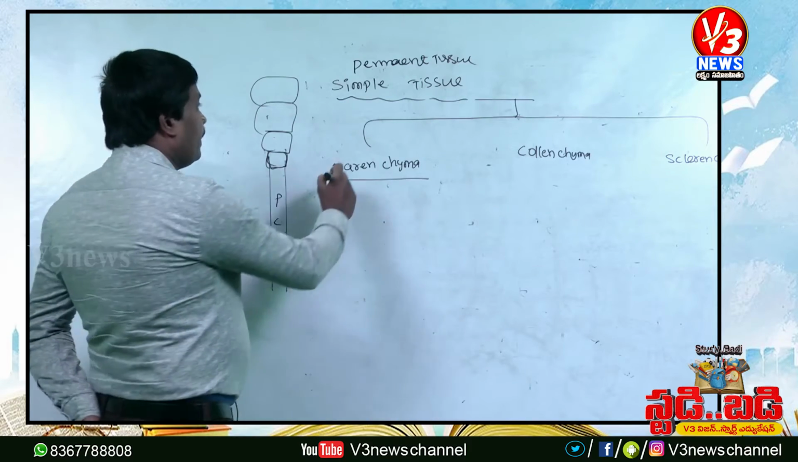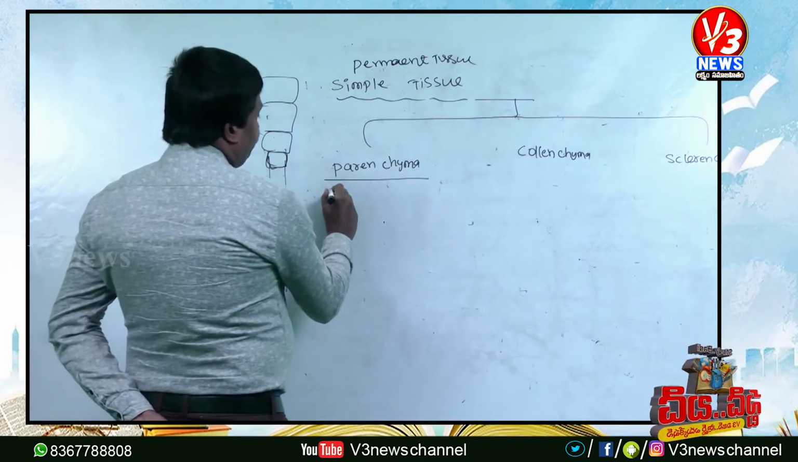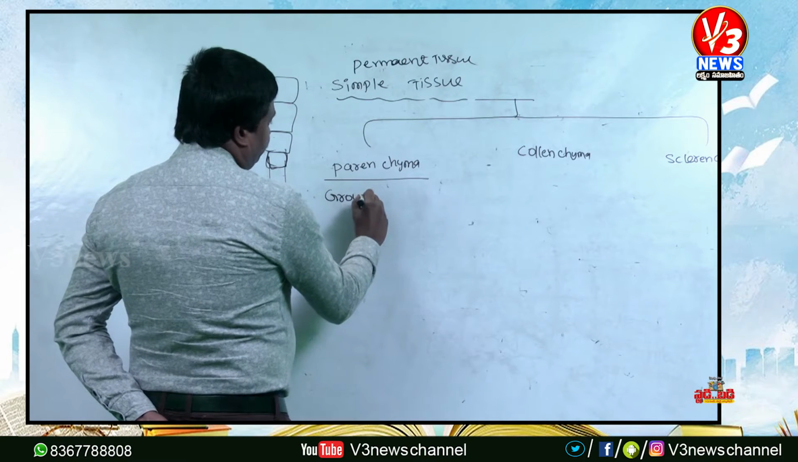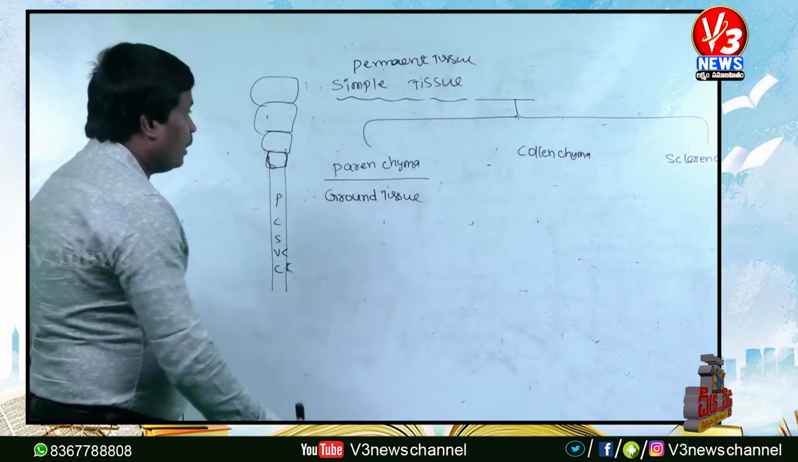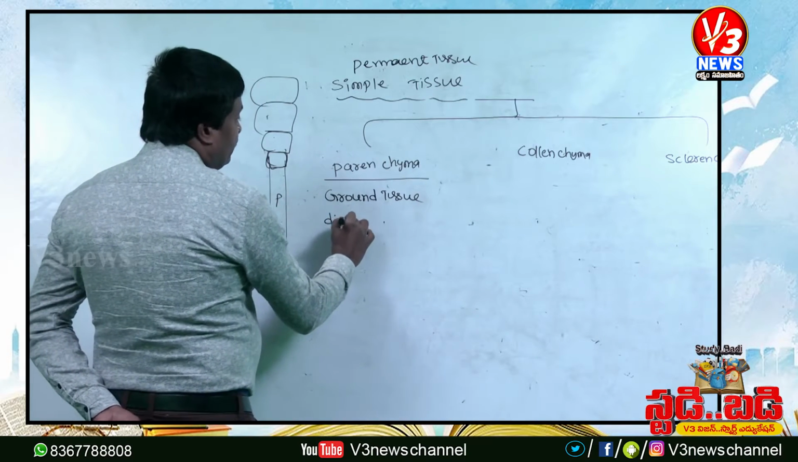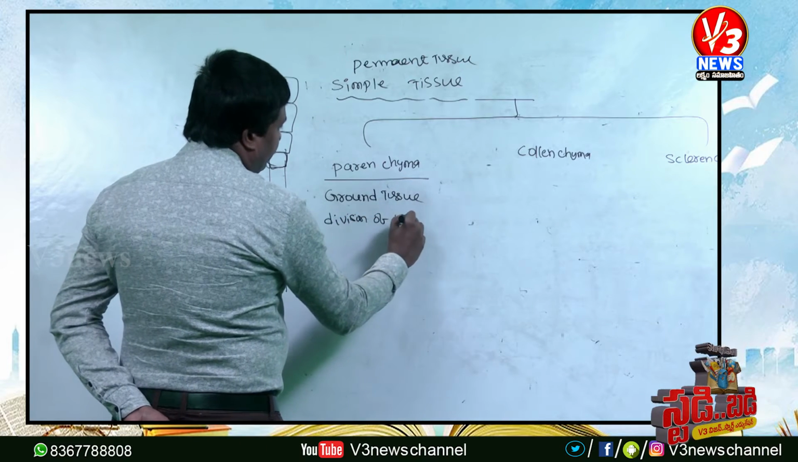Next, first one, parenchyma is a simple tissue. It is a ground tissue. Parenchyma is also called a ground tissue. Also, division of labor.